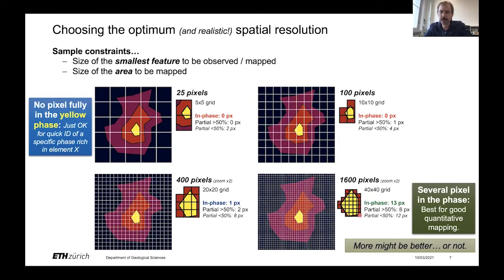In that case here, we would have 13 pixels that are entirely, at 100%, inside the phase of interest, and maybe 8 pixels that have partial coverage over 50%. So this kind of map on the top left, where we just barely pass over the phase of interest, would be very useful if you want to rapidly locate a phase. But for quantifying, you definitely need more of a setting like this.